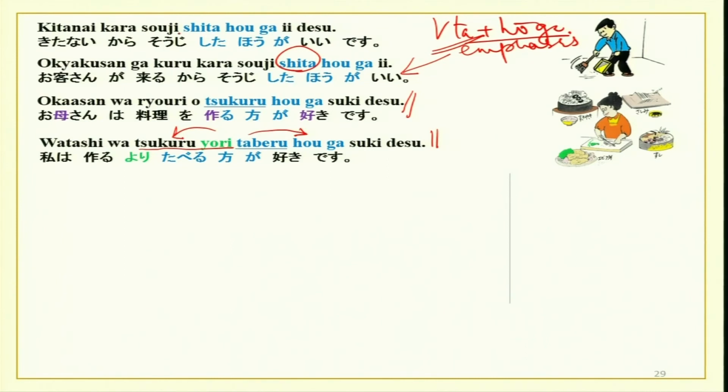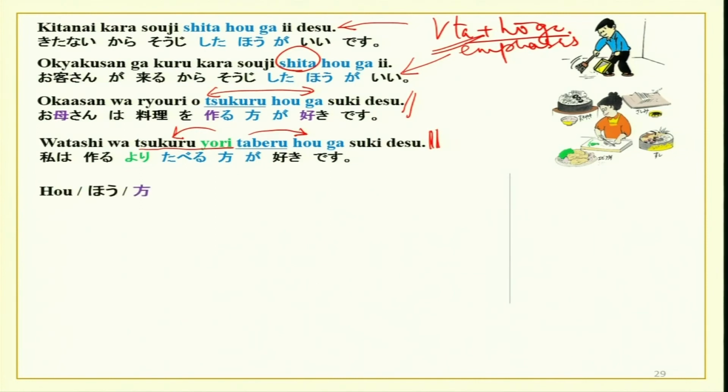Over here, kitanai kara soji shita hoga ii desu. So somebody else is telling him that it is better that you do it. Over here, watashi wa tsukuru yori taberu hoga suki desu. Just a statement. I am telling someone that I enjoy eating more than cooking, unlike my mother who enjoys cooking a lot. Both are statements.